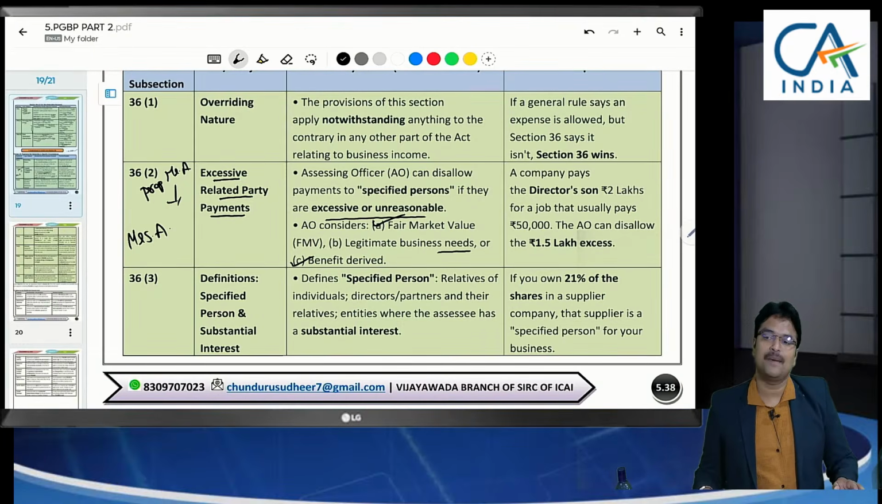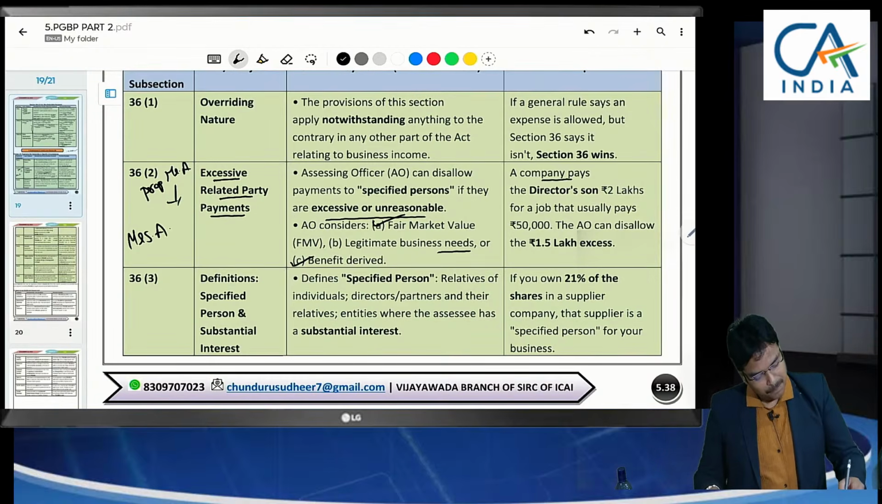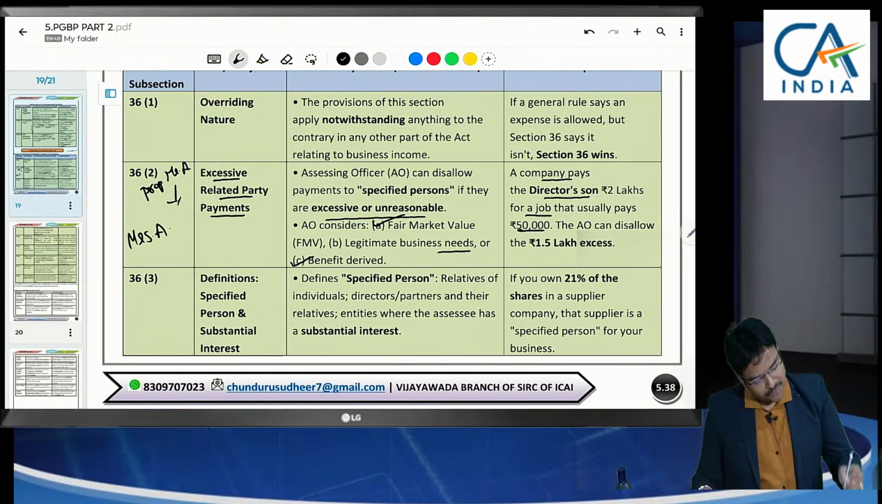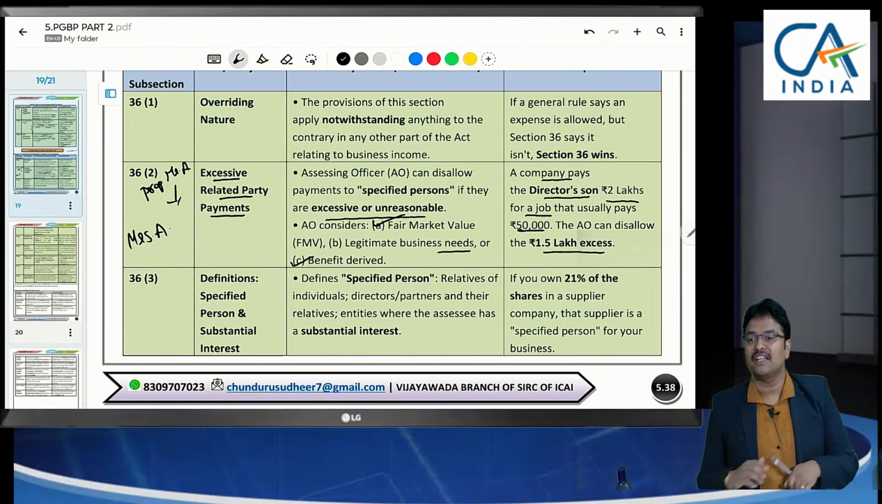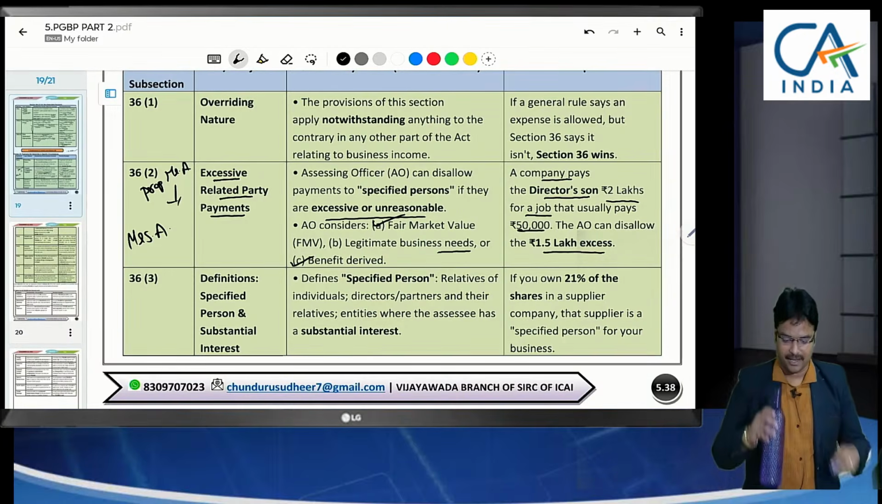You can make the payment to relative. Act is not saying that relative cannot be made payment. But if it was excessive and unreasonable, that we cannot tolerate. That excessive payment will be disallowed. A company pays to director's son in a job. Since director's son is doing job in our company, we can make salary payment to him. But usually for a 50,000 job, 2 lakhs we are paying to him. That excess 1,50,000 will be disallowed. That is what has been specified here.